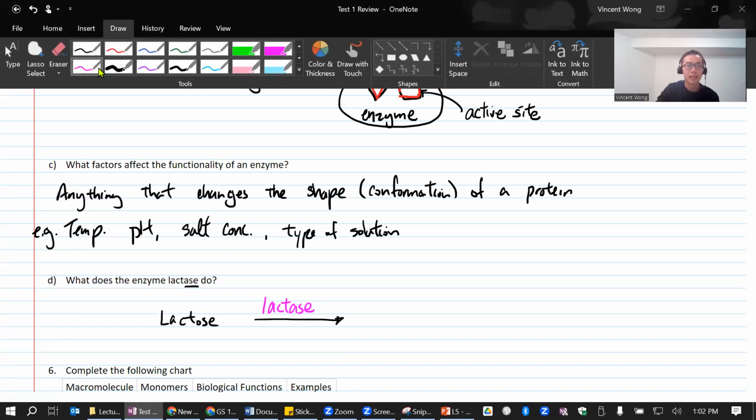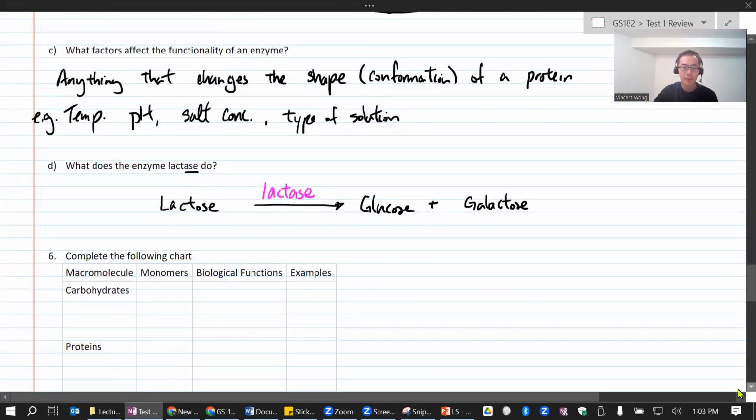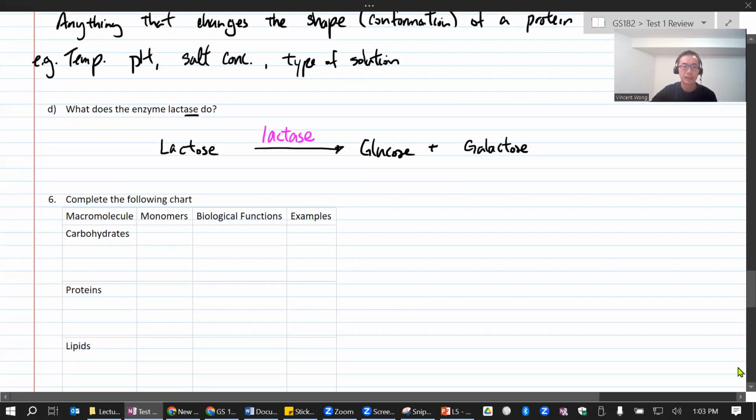Glucose and galactose. Excellent. Glucose plus galactose. But it won't break down on its own. You need an enzyme for that, right? The enzyme is called lactase. That's going to break the covalent bond that holds them together. Add a water molecule to it, and you get your glucose and your galactose. Okay? Complete the following chart.